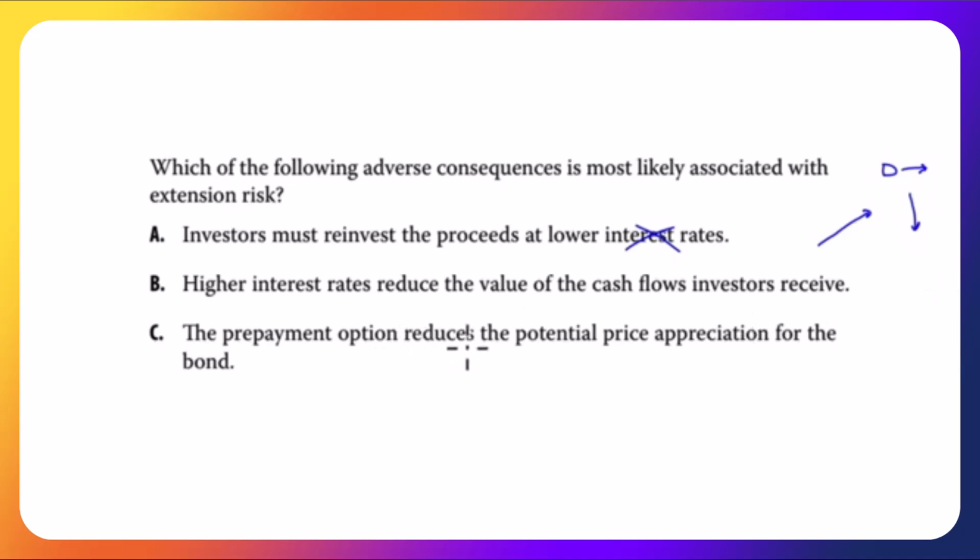The prepayment option reduces the potential price appreciation for the bond. This wouldn't affect us here because there's your straight bond. Here is your MBS. Interest rates have risen. Only when interest rates fall does it affect the price appreciation. If interest rates are rising, because that's what you get with extension risk, rising interest rates creates extension risk, you would not have C. You're left with B.